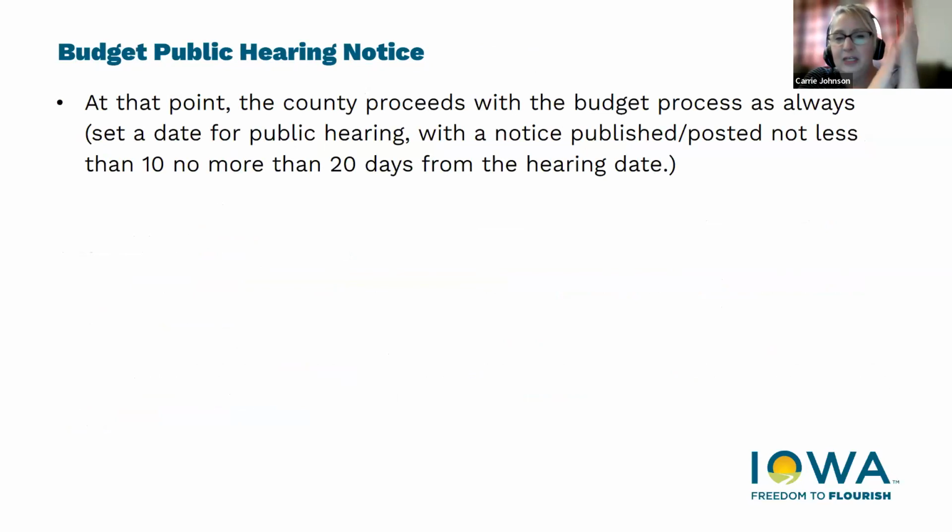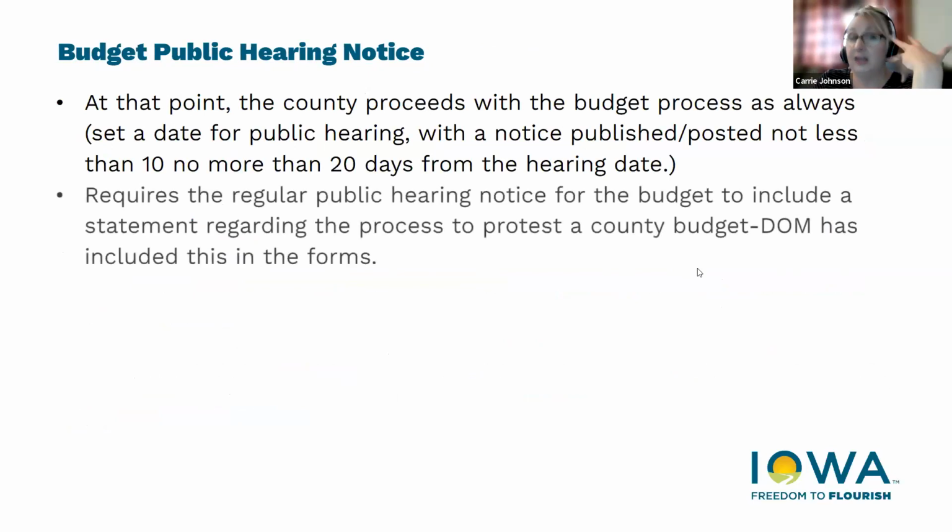So we did that. We did our hearing. And at that point, after that hearing, the county would proceed with your regular budget process. You set a date for the public hearing, get that notice published not less than 10, no more than 20 days prior to that hearing date on the full budget, all the information on the budget.